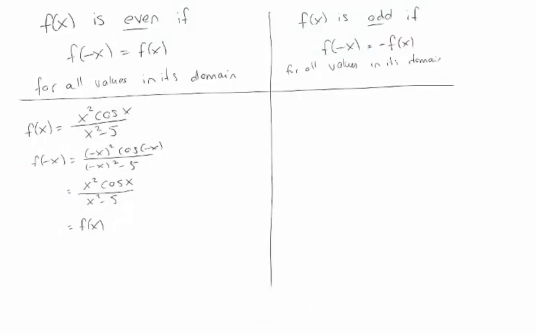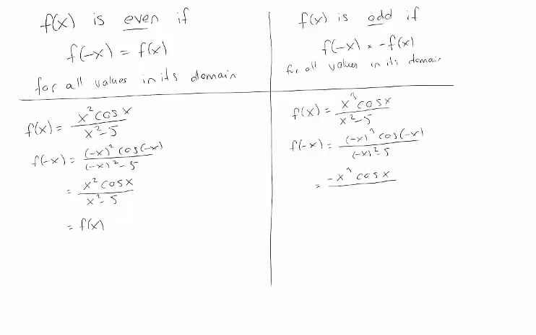Now let's talk about odd functions. This is an example of an odd function, and we can see that again by plugging in minus x for x. If I cube a negative number, it's still a negative number, but cosine of minus x is the same as cosine of x. Cosine is an even function. X squared is also an even function. Minus x squared is the same as x squared.